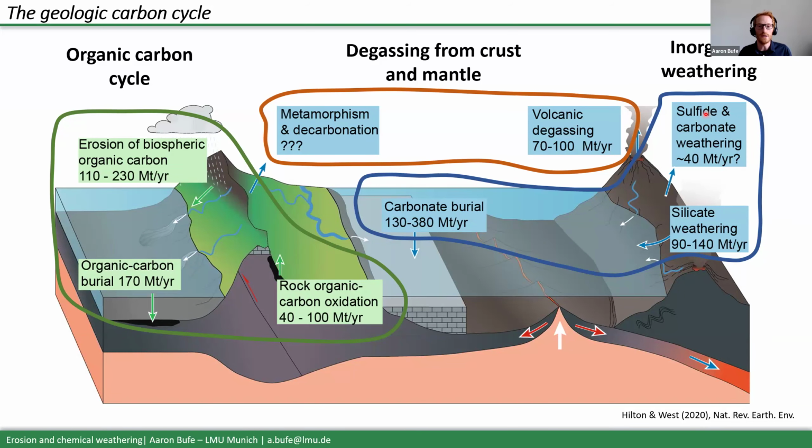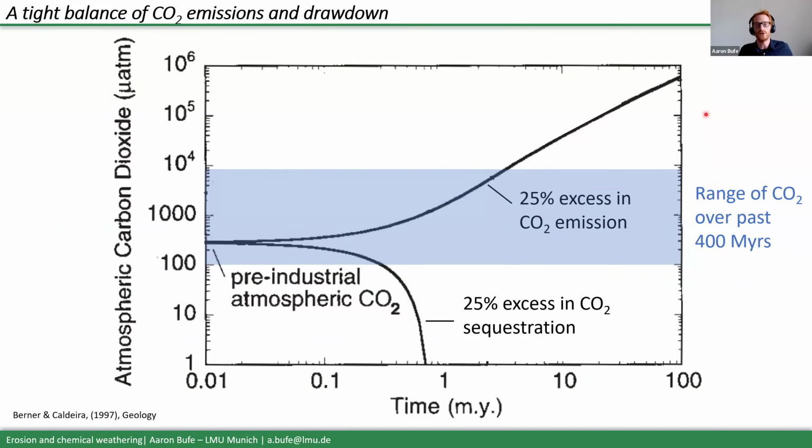The key thing in order to keep climate stable over long timescales is that the CO2 sources and CO2 sinks have to balance quite tightly over million-year timescales in order to explain the narrow range of CO2 concentrations that we've had. Here's a model that says, what if I start with the pre-industrial atmospheric CO2 concentration, and now I have a 25% excess in CO2 drawdown from the atmosphere. After less than a million years, we would enter CO2 concentrations that we haven't observed over the last 400 million years. And similarly, if we have a 25% excess in CO2 emissions, we would have more and more CO2 in the atmosphere.